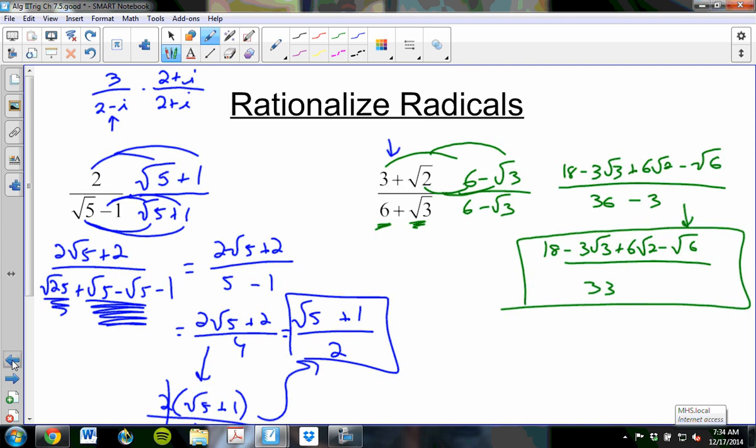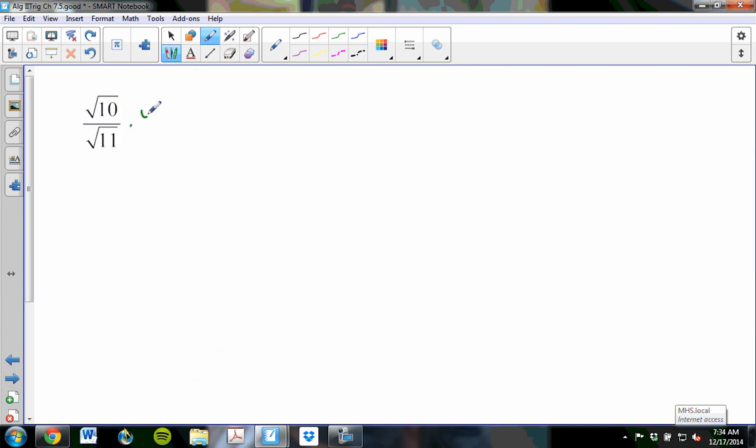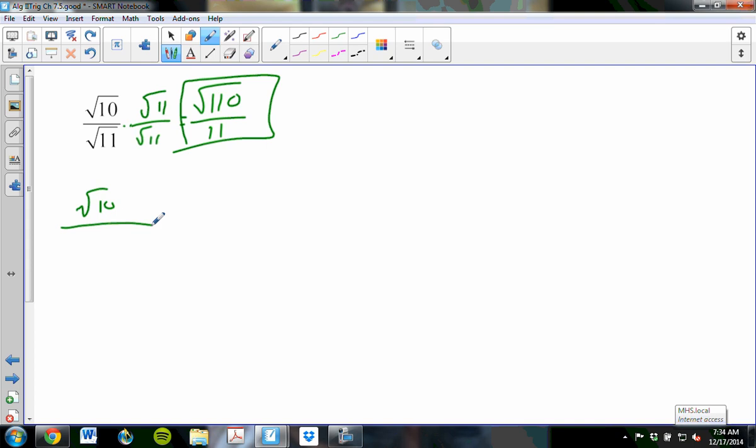A bunch of examples. One more. Multiply by the conjugate, which in this case is just going to be root 11. I get root 110 over 11. Basically, it's like I have this, and then multiply it by this. So it's just going to come up to this in a much faster fashion.